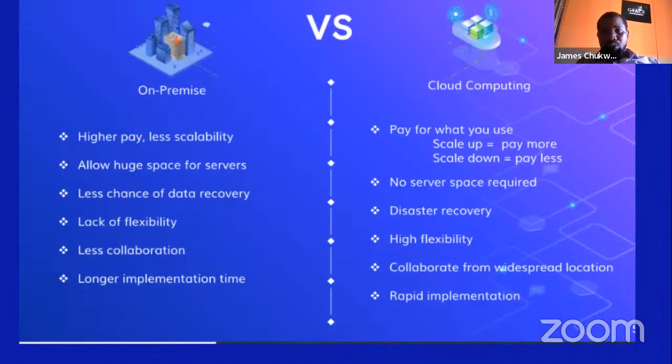Then we're looking at cloud computing: pay for what you use. And when we say pay for what you use, what are we looking at? Scale up and down. What does scale up and down mean? Let me use DSTV for instance. Maybe I subscribe to a particular package on DSTV, and at some point I want to watch programs that are not currently on the bouquet I am subscribed to.